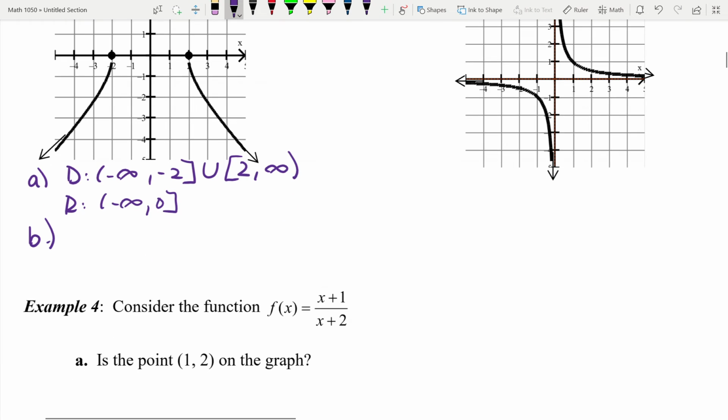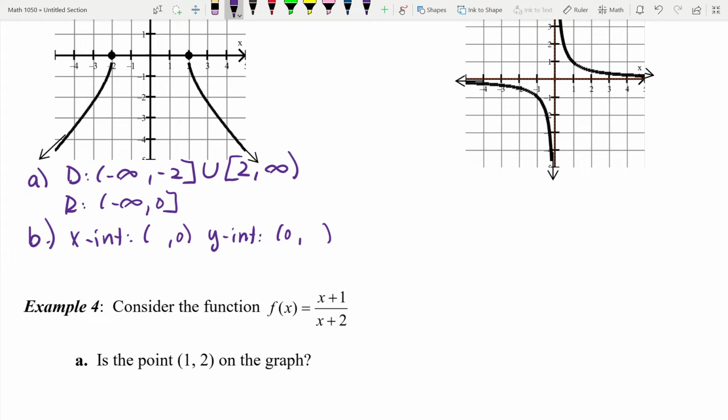Okay. Question B, find the intercepts. So look what I want you to do. I want you to go x-intercept, y-intercept. And then look how I'm going to set myself up. To find the x-intercept, let y be 0. To find the y-intercept, let x be 0. Do you see how I set myself up so I write my answer correctly, right?